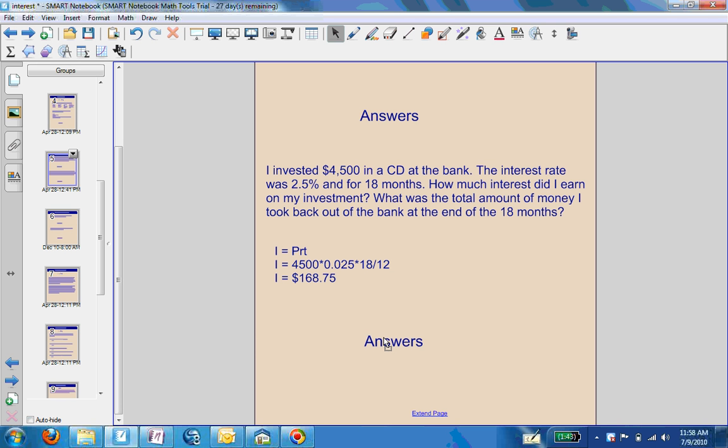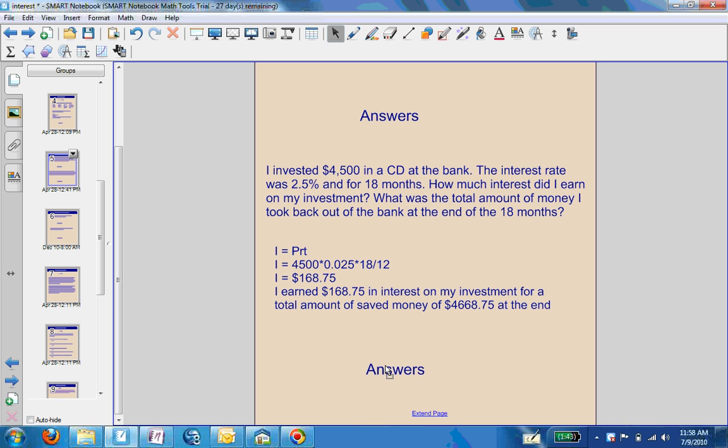So my interest is $168.75. So that's how much money I get for just leaving my money in the bank. So that's the interest. And then I get a total of $4,668.75 at the end of 1.5 years or 18 months.